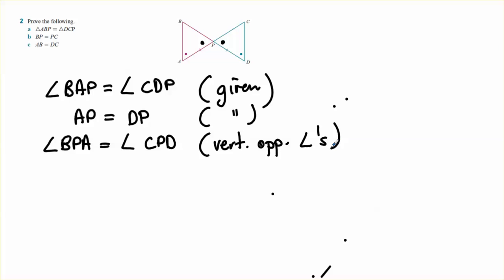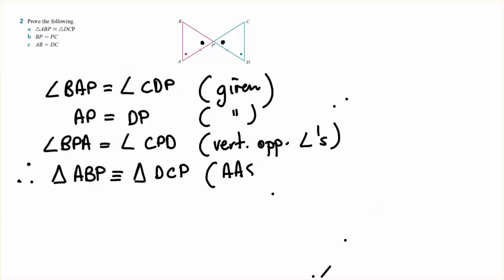And so we've got now three bits of information. We've got two pairs of angles that are equal, and we've got a pair of sides that are equal. And so we can finish off our proof by saying, therefore, triangle ABP is congruent to triangle DCP. And our reason, based on the information that we've gathered, is AAS. Okay, so two pairs of angles that are equal and a pair of sides that are equal, and that's our proof done. Now, part B asks us to prove that BP equals PC.